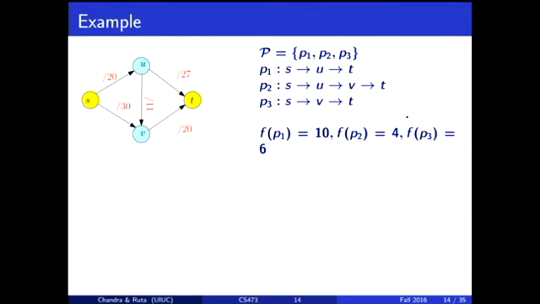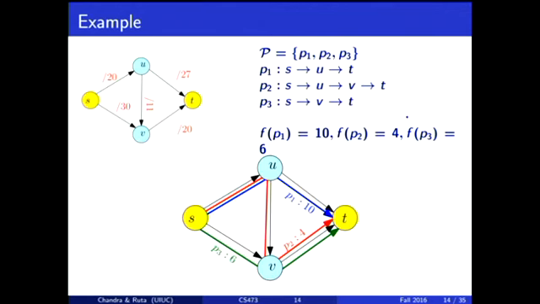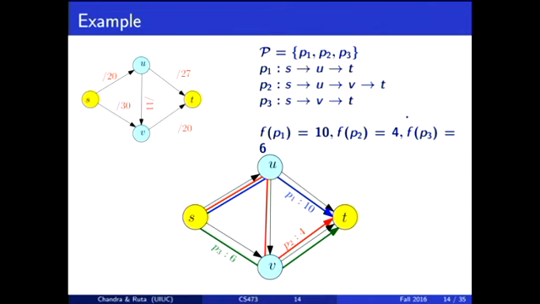So, okay, how do we verify? Look at the edge SU. How many paths are using the edge SU? Two, right? P1 and P2. And then if you look at the total sum, 10 plus 4 is less than 20. And you can verify that for all edges that condition is satisfied, so it is a valid flow.